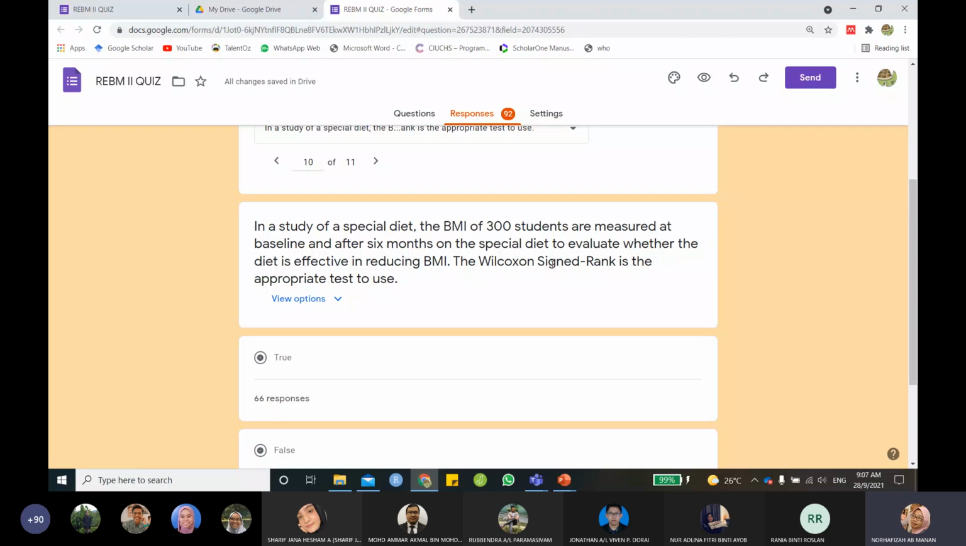This is the Wilcoxon signed-rank test. It is an alternative test for the paired t-test. The paired t-test is parametric, but this one is non-parametric. The assumption for the paired t-test is that the data is normal or n is more than 30. Because there are 300 students here, such a large sample size, we can use the paired t-test.